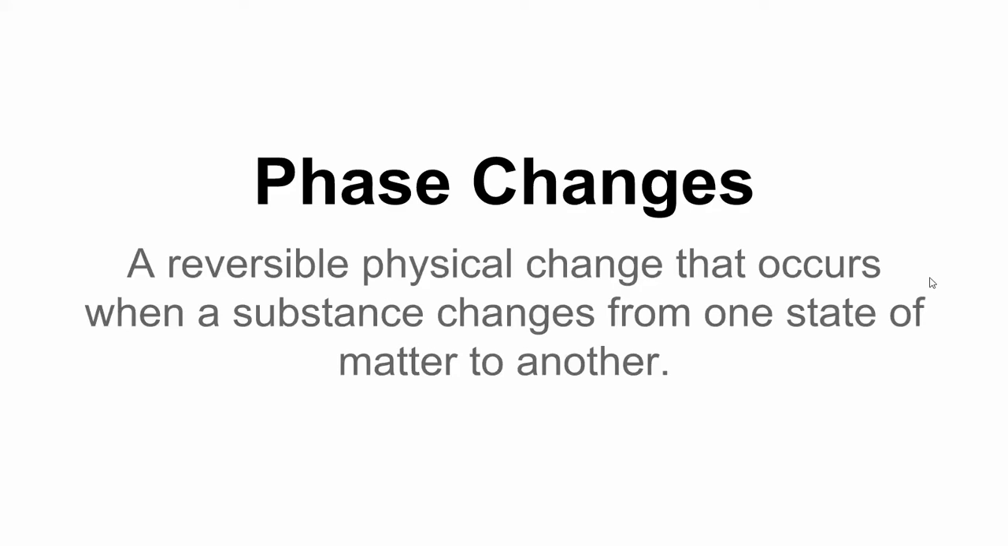A phase change is a reversible physical change that occurs when a substance changes from one state of matter to another. Okay, so let's look at that in more detail. A reversible physical change means that it can go back to the way that it was. It's a physical change because it hasn't changed the composition or the makeup of the substance. The only thing that has changed is the state of matter. Is it a solid, a liquid, or a gas? That's what we're looking at when we talk about phase changes.